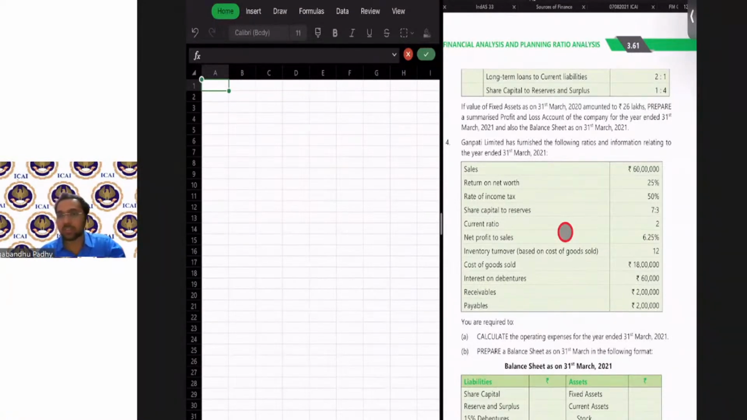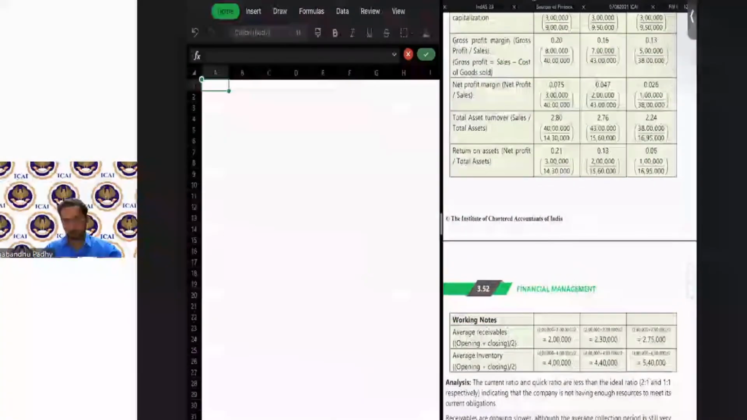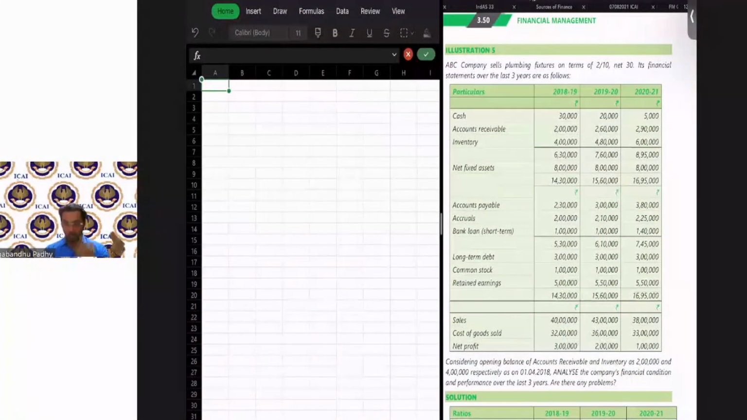The other request is illustration five. Let's try to do illustration number five. Okay. So illustration five, ABC company sells plumbing fixtures on terms of 2 by 10 net 30. Its financial statements over the last 3 years are as follows: 2018-19, 2019-20, and 2020-21.